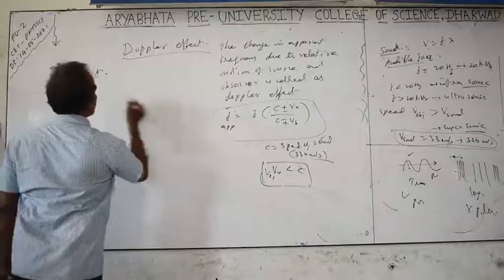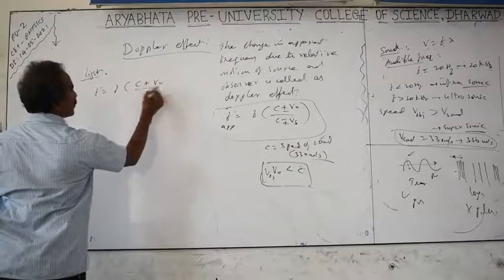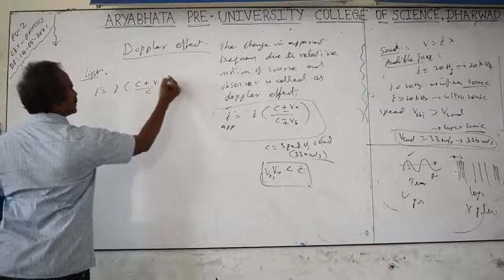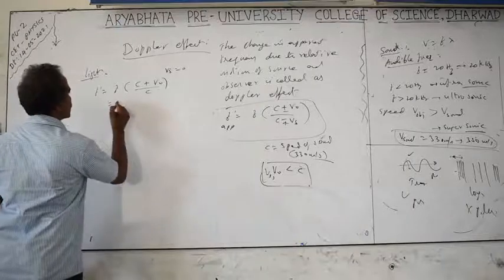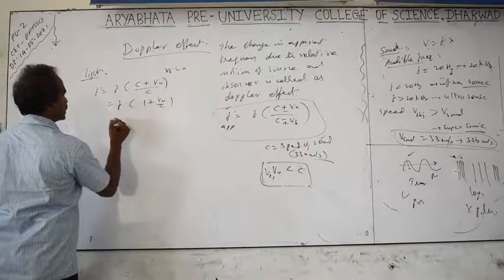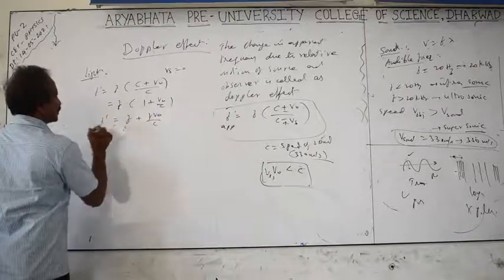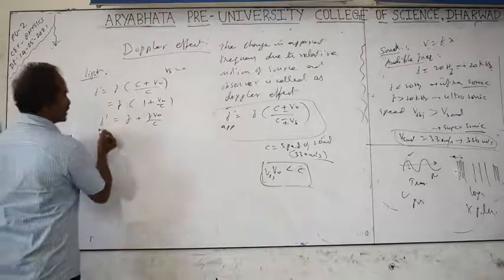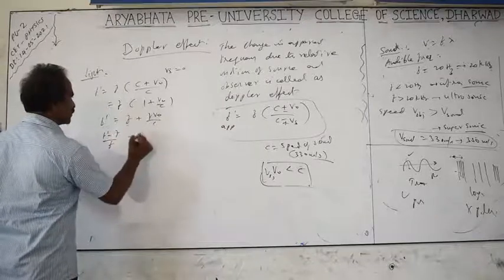If you take the same formula I am writing here, f prime equal to f into C plus VO by C, for Vs at rest, and we make the modifications later. This can be written as f into 1 plus VO by C. Expand it further: f plus f into VO by C. If the frequency is changing, we can take this f to the left side: f prime minus f by f equal to VO by C.